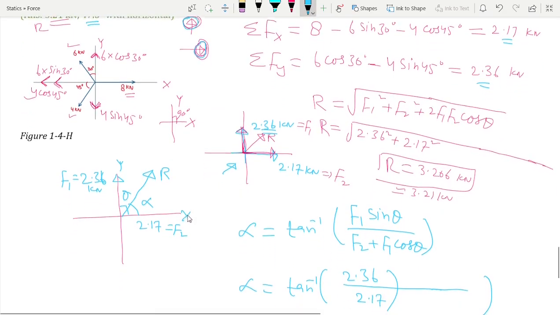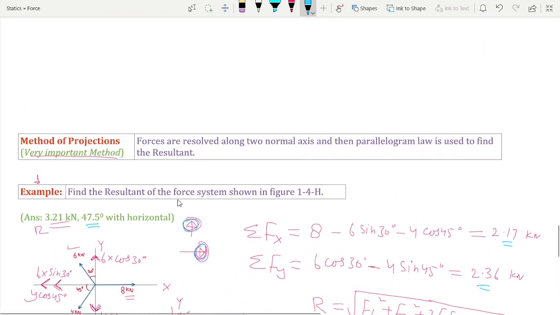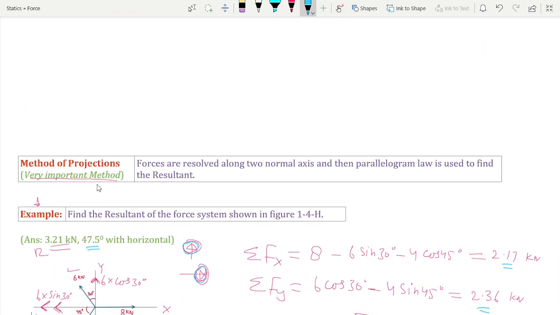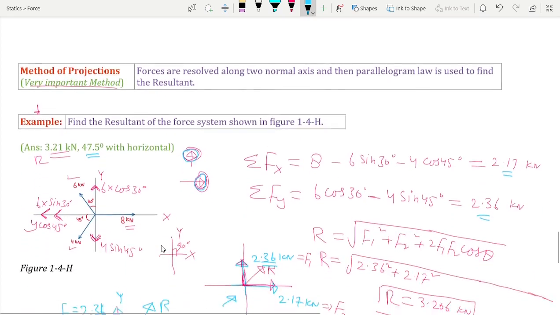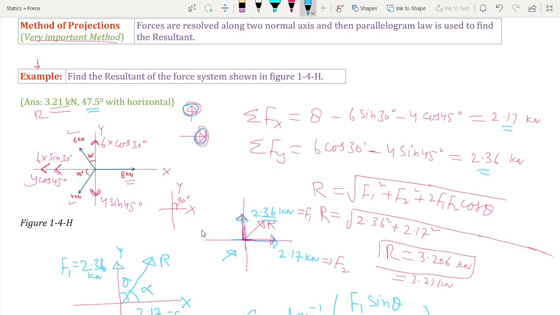So this way we use the method of projections. I hope you understand everything. There are a lot of problems you can solve with the help of the method of projections very fast.